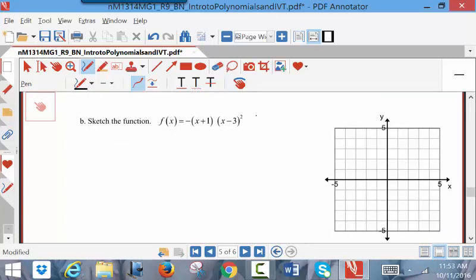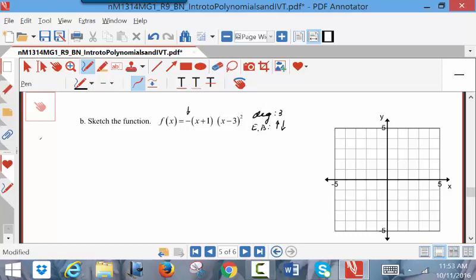Okay, so before I can determine end behavior, I have to find out the degree of the polynomial. This is a third degree polynomial, and it's a negative third degree polynomial. So what is the end behavior? Up and then down.